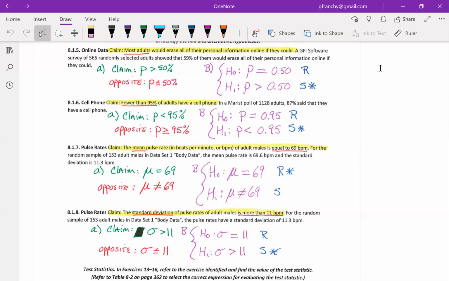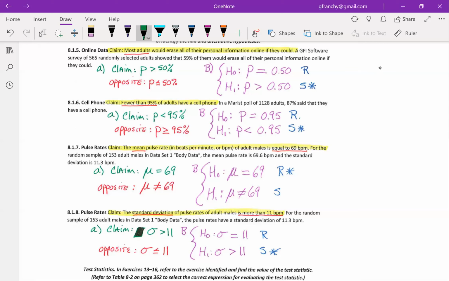So when it comes time to write the hypothesis statement, we're using P just like over here. We're using 0.95 for the 95%. In between them in the null is the equal sign because it's always equals. And then in the alternate, we use the strict inequality. In this case, the strict inequality was in the claim. So we were using the less than.